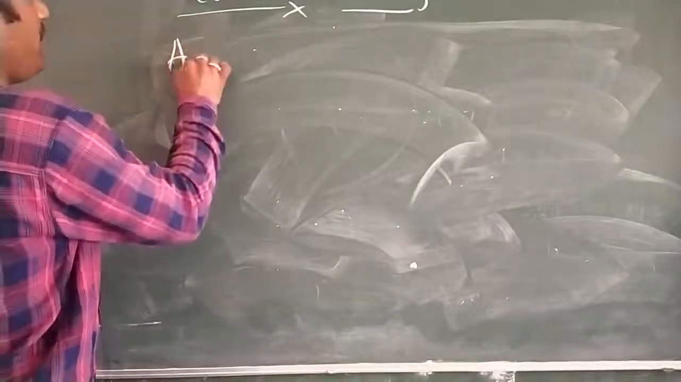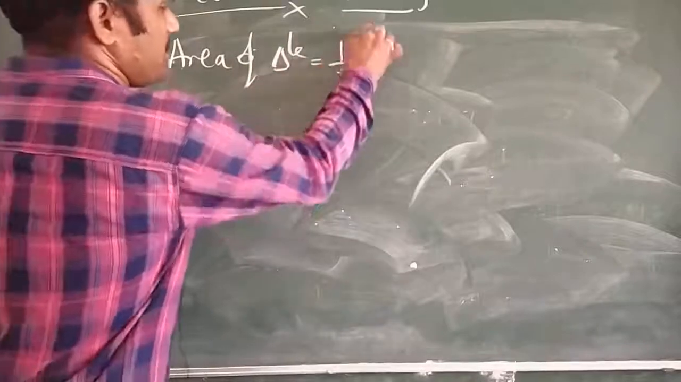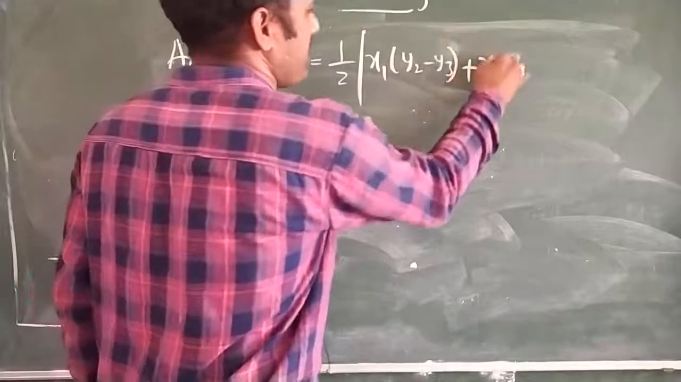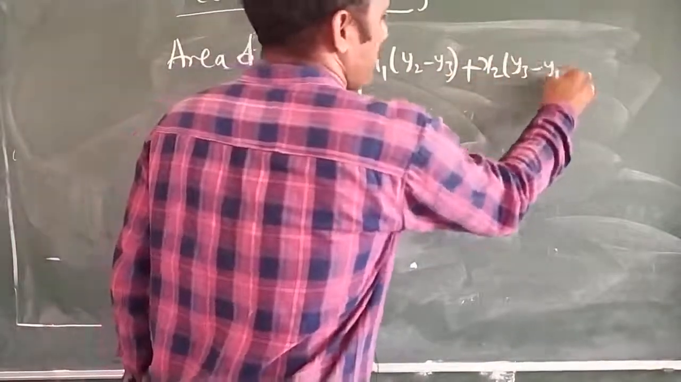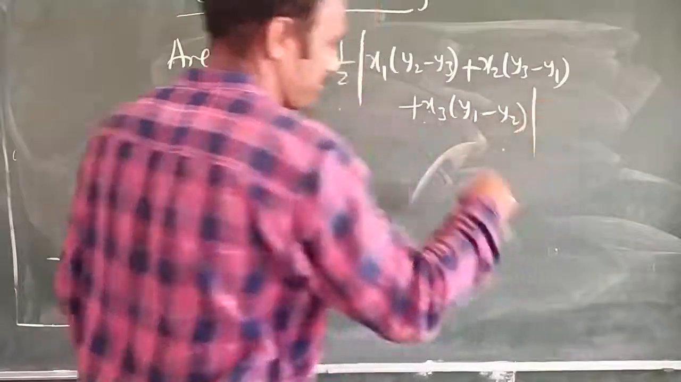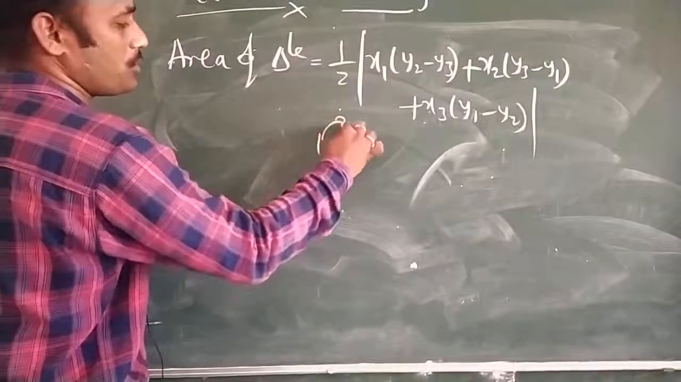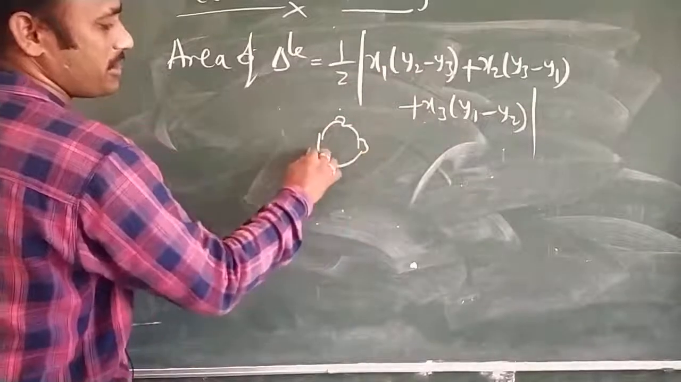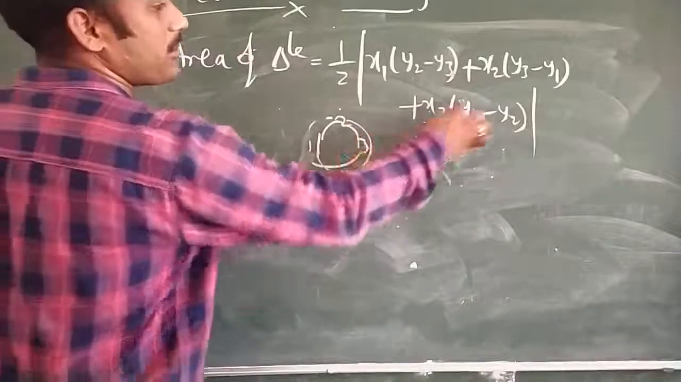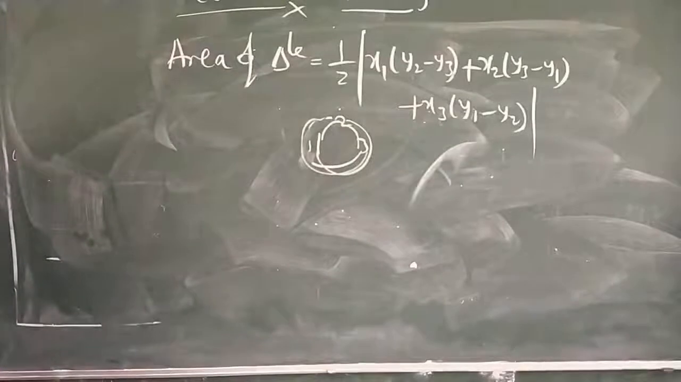Next we have learnt about the area of a triangle. That is half modulus of x1 into (y2 minus y3) plus x2 into (y3 minus y1) plus x3 into (y1 minus y2). I have already told the trick for this. First 1, 2, 3, next 2, 3, 1, next 3, 1, 2. Like these tricks we have to remember.